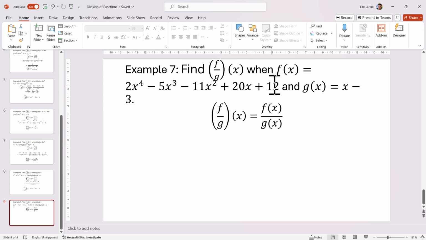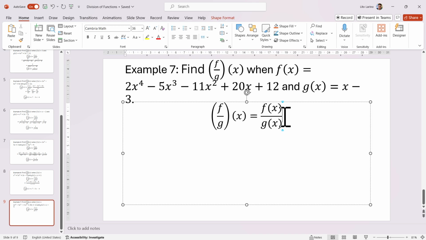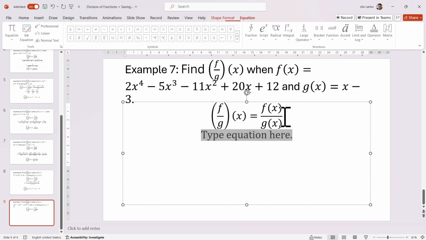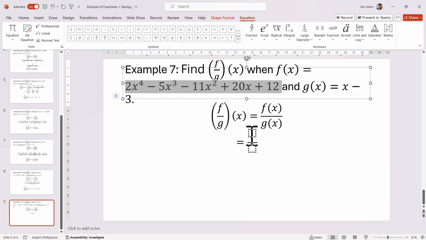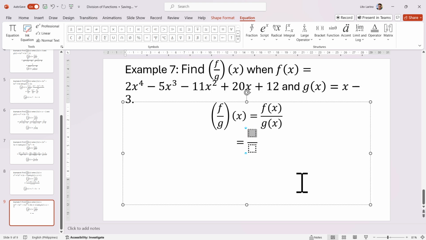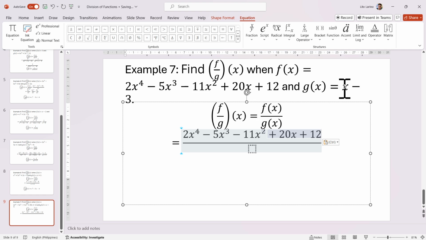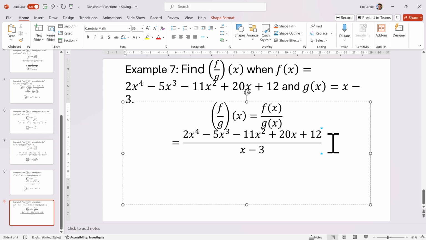Find f over g of x when f of x is equal to 2x to the fourth minus 5x cubed minus 11x squared plus 20x plus 12, and g of x is equal to x minus 3. So again, let's substitute this before we use synthetic division to solve for the quotient of these two functions. For f of x, we have this expression, and g of x is simply x minus 3. So let's use synthetic division.